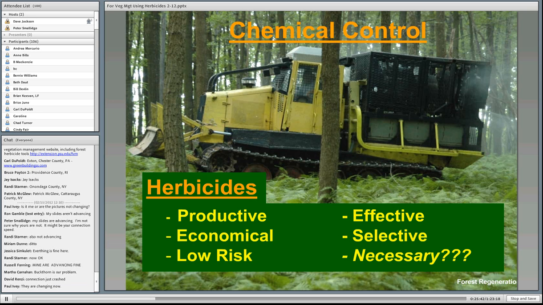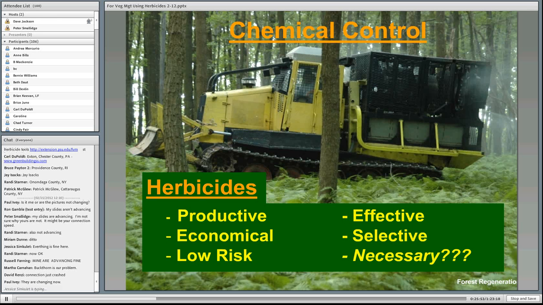And then lastly, I put up there necessary, because oftentimes as we look through that pyramid of all those different methods of control, from the cultural to biological to mechanical, we often end up resorting to herbicide methods because they're necessary, because they give us our most successful and our most productive means of control.